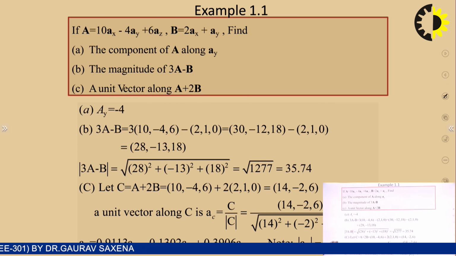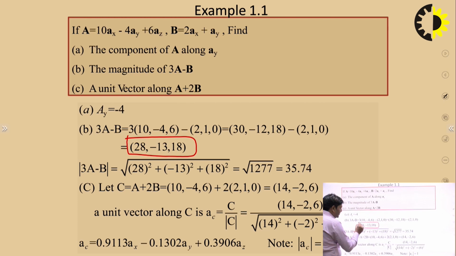So we easily calculate the value of 3A minus B, which is 28ax minus 13ay plus 18az. And what is the magnitude of this? The magnitude is calculated by the formula, under root of ax square plus ay square plus az square, which is 28 whole square plus minus 13 whole square plus 18 whole square, which is under root 1277. The value of this is 35.74.